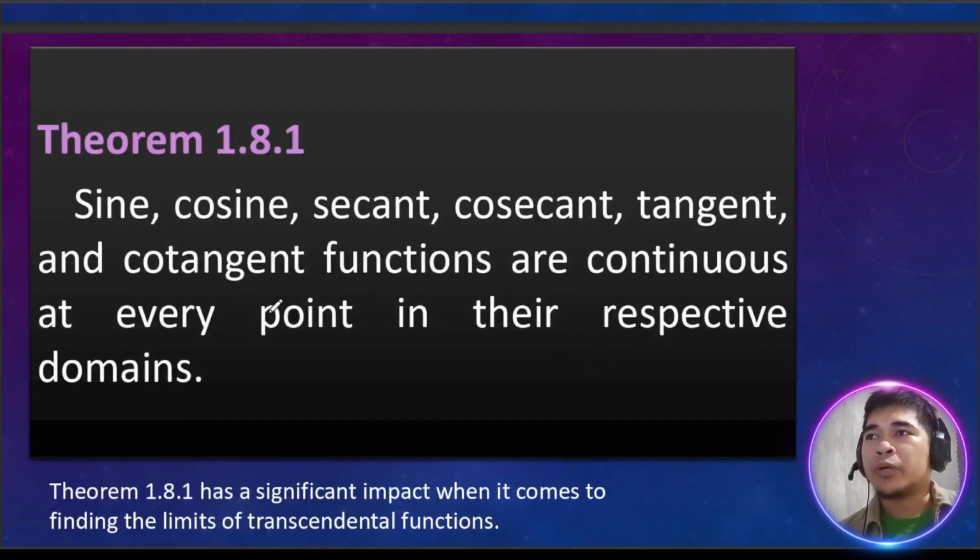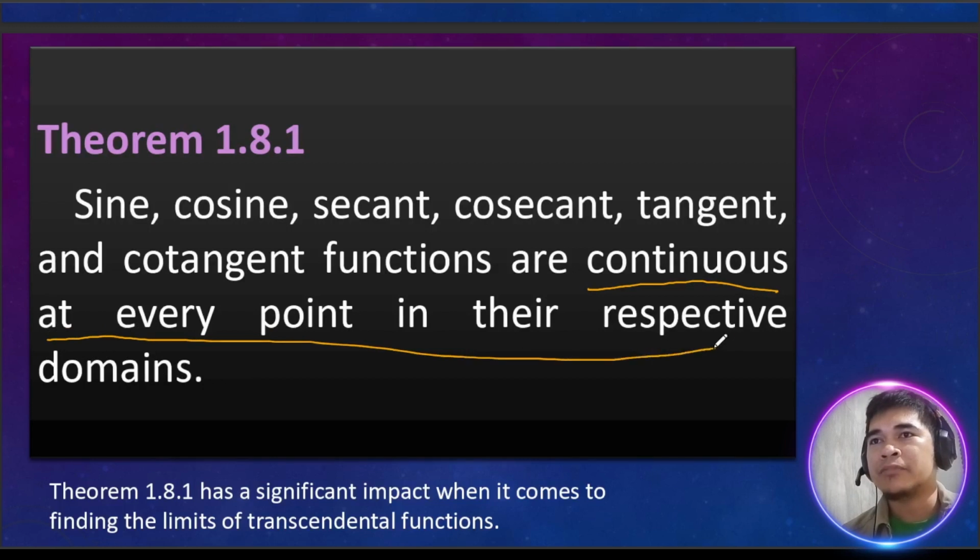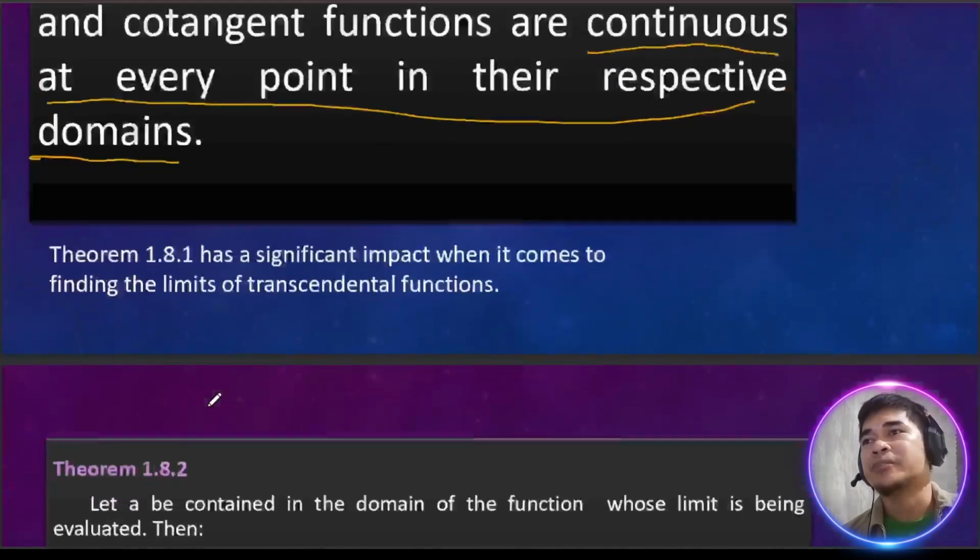Theorem 1.8.1, the sine, cosine, secant, cosecant, tangent, and cotangent functions are, take note, continuous at every point in their respective domains. So they are continuous at every point in the respective domain. This theorem has a significant impact when it comes to finding the limits of transcendental functions.